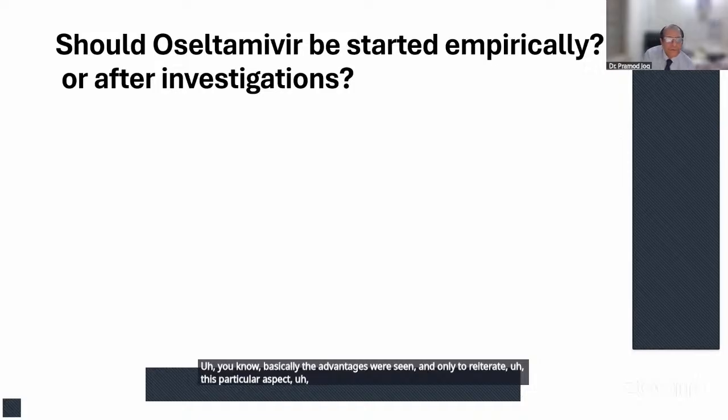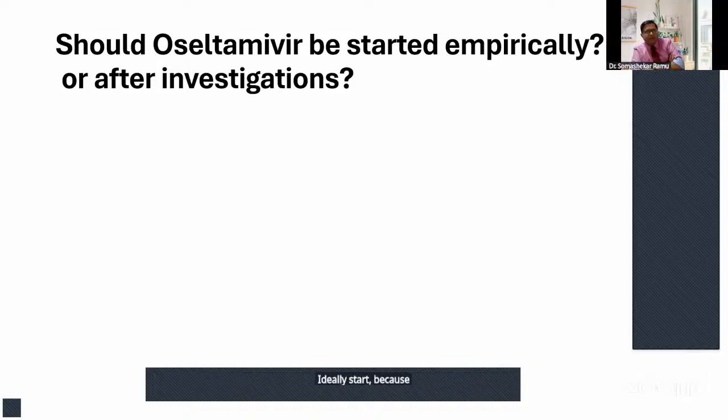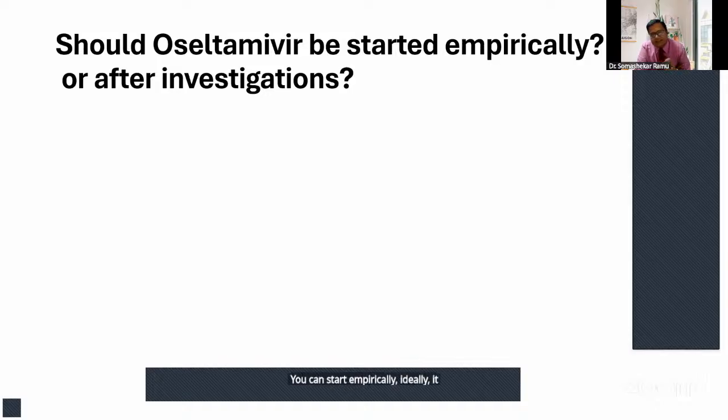And only to reiterate this particular aspect, Dr. Somashekar, will you tell the audience whether one should start oseltamivir empirically or after investigations? Ideally, you start after the investigation, because we are worried about resistance. But if you have a strong suspicion, a high index of suspicion, or progressive disease, start empirically. Or if a child is less than 2 years, take it as a high index of suspicion. Or for a whole family post exposure, you can also start. Even though extreme ages or post exposure with a strong possibility of infection, you can start empirically. Ideally, it is much better after the investigation.